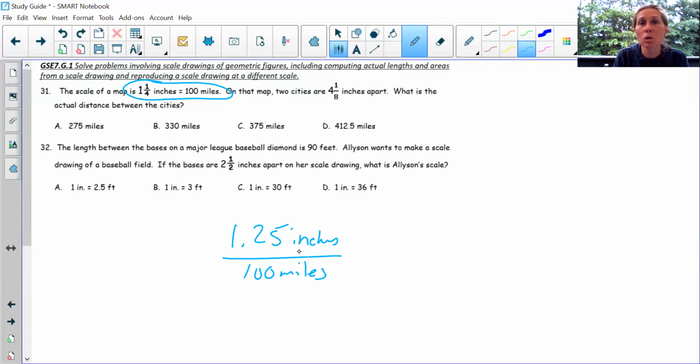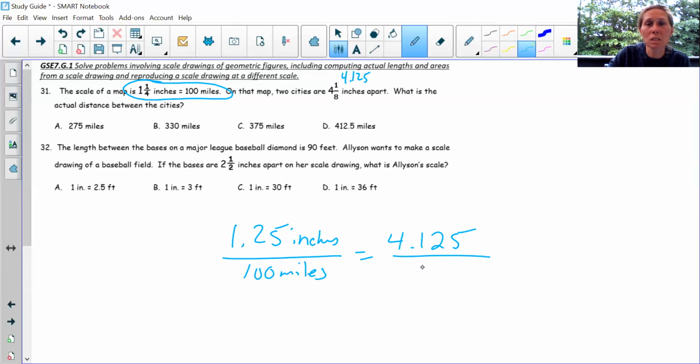On a map, two cities are 4 1/8 inches apart. Now 4 1/8, 1 divided by 8 gives me 0.125. So this is 4.125. Now you could leave them as fractions. That's fine. It's your choice. But I'm going to use them as decimals. It's just easier sometimes to do, as long as it doesn't do a repeating decimal. Ooh, that's a pain in the tush.